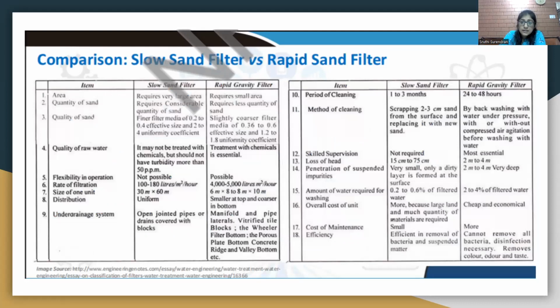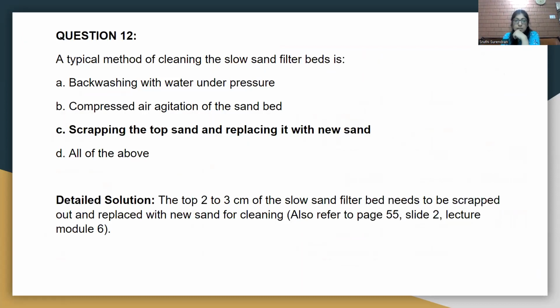So the answer here is, again, if you see this slide also, they are going to be cleaning by scraping 2 to 3 centimeters of sand from the surface and replacing it with new sand. It is in rapid gravity filters that cleaning is done using backwashing. That is, from underneath, water is brought to the top, so that all the impurities will get removed from the filter media. So the answer is option C, scraping the top sand and replacing it with new sand.